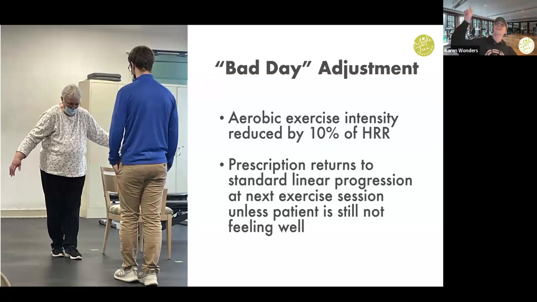And so if you're looking at a linear progression here, it's not going to be linear. It may go up for 2 weeks and then we're going to bring it back down for that bad day adjustment. Now, the next time they come in, if they're able to tolerate back to where they were, we'll bring the exercise intensity back up. But if they're still not feeling well, we'll still keep it reduced at that 10%. And doing this allows the patient to know that you see them, you hear them, you understand that their side effects are going to fluctuate during their treatment journey. And they're going to be more likely to come back and they're going to trust you and they're going to know that you have their back. So I think it's really important to incorporate things like this.